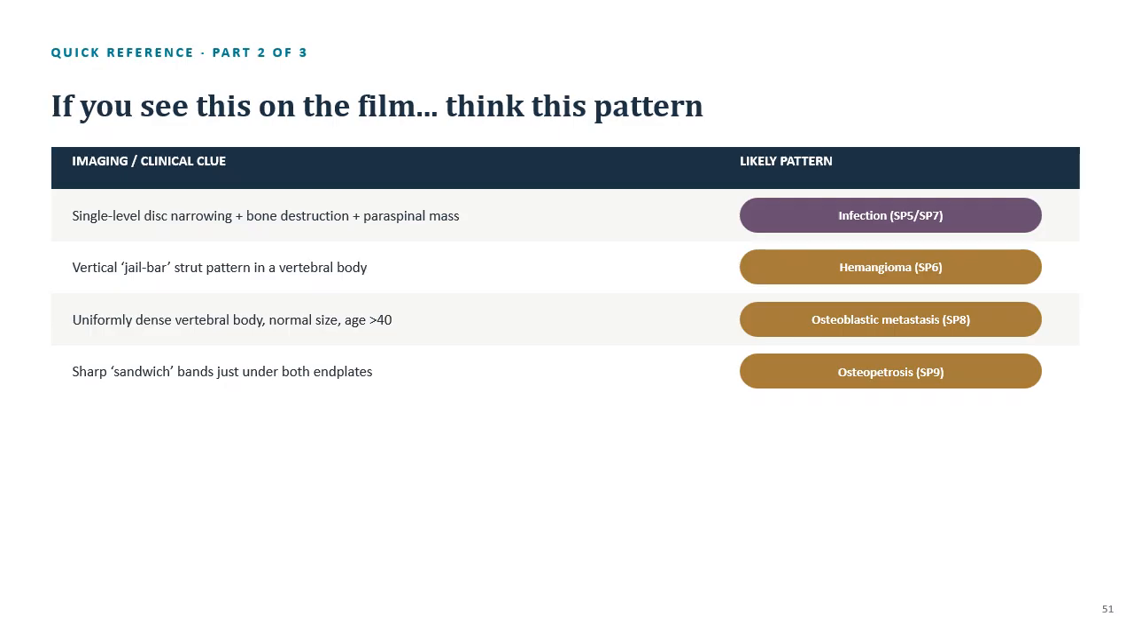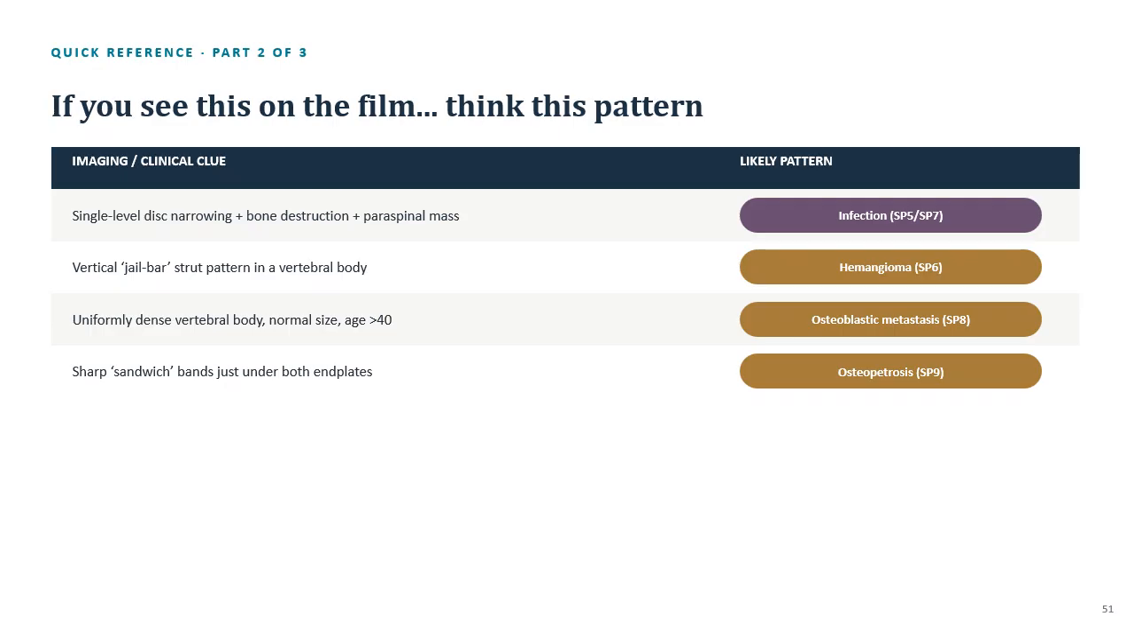And last but not least, if we're seeing that sandwich type vertebrae, if there's very dense white bands along the top and bottom borders of the vertebrae, almost like a piece of bread or a sandwich, they might start to think about osteopetrosis.